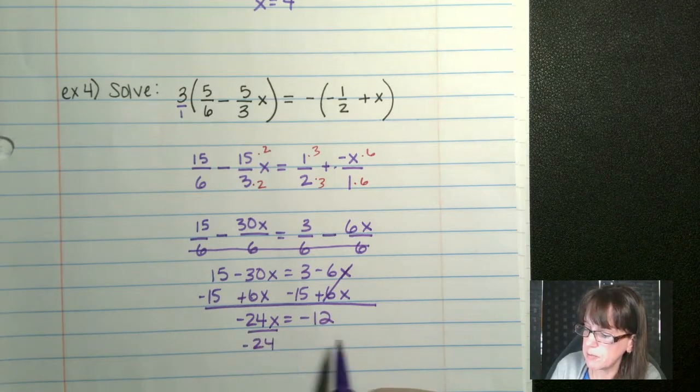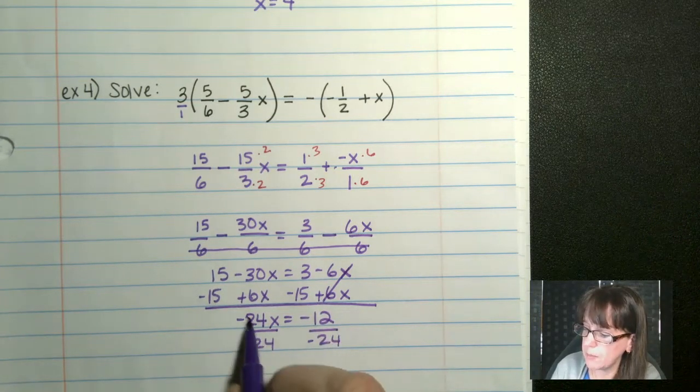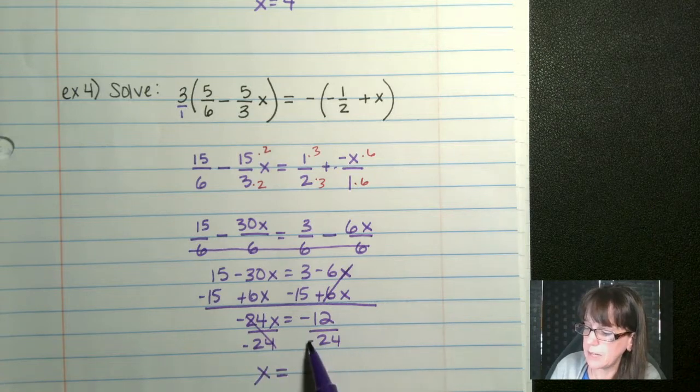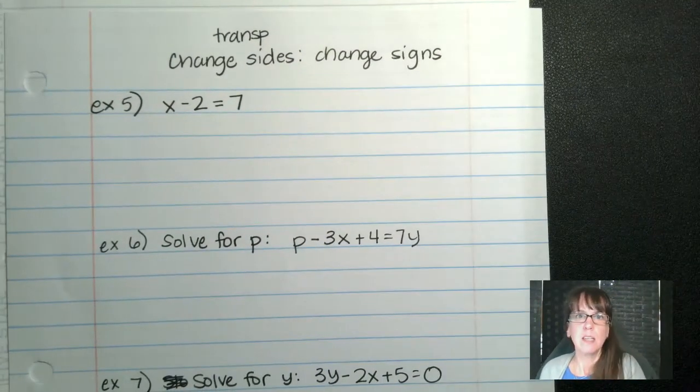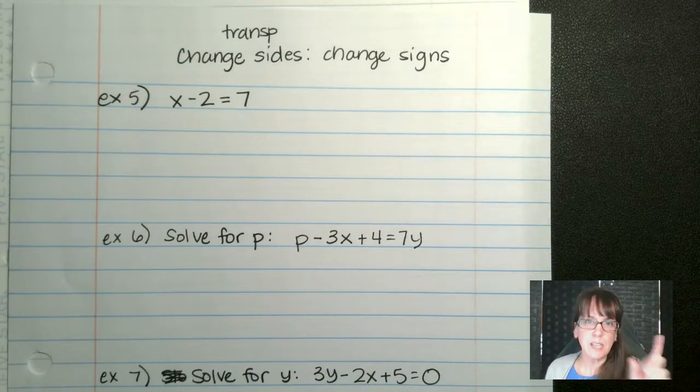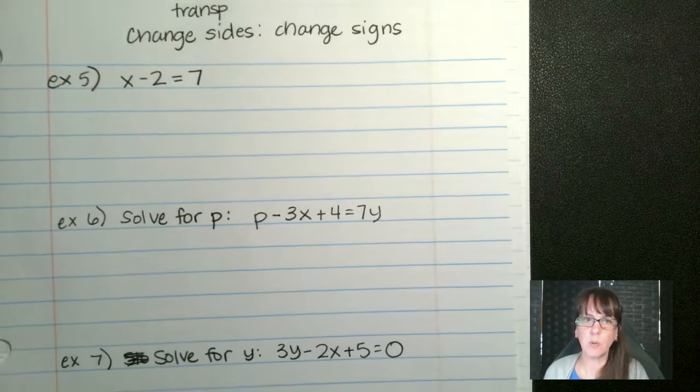Divide by negative 24, divide by negative 24. X equals negative divided by negative is positive. 12 over 24 reduces down to 1/2. So my answer there is 1/2. Excellent. Okay, so then there's one other thing that I want to talk about when we are skipping steps, right? It's the changing sides, change your signs. So here's how it works.